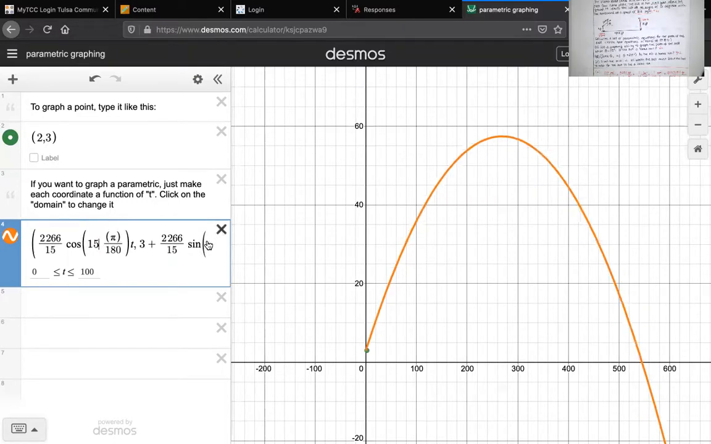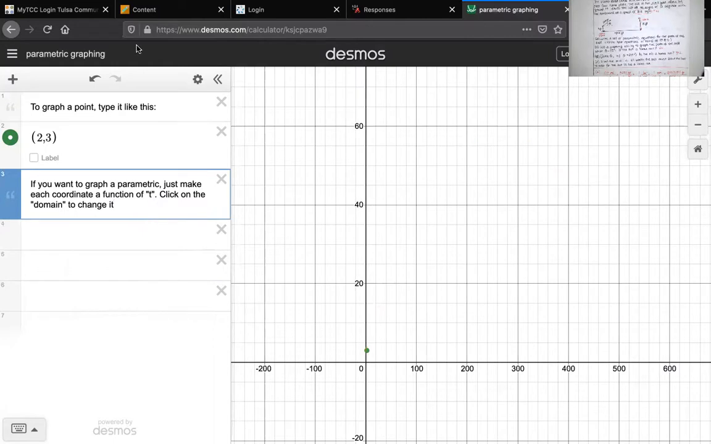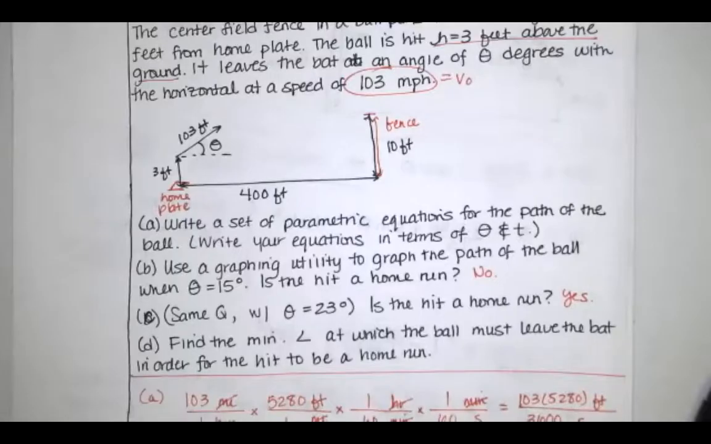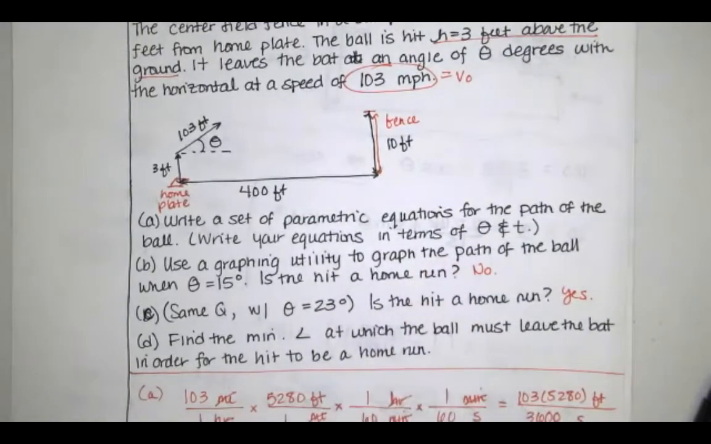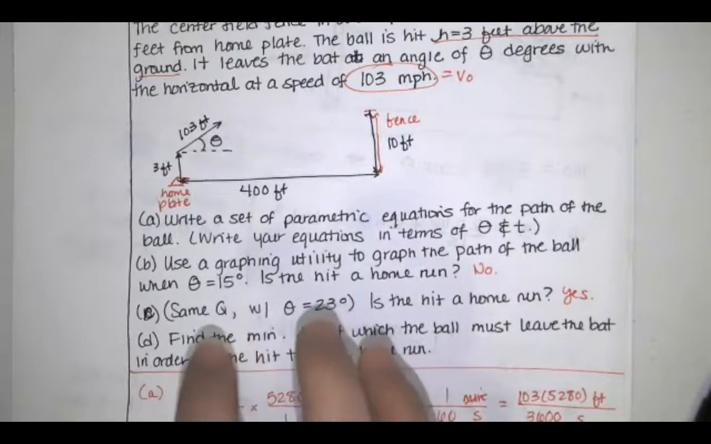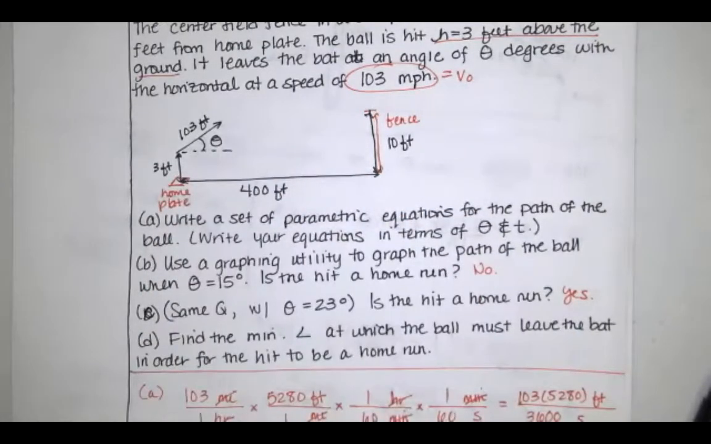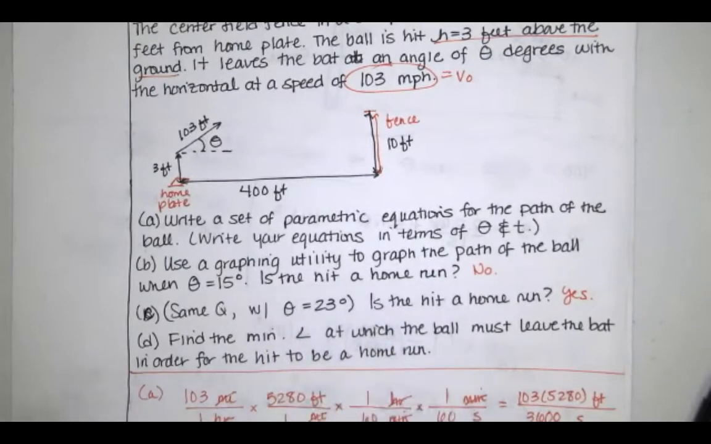But notice that at 15, oops, I messed it up, it didn't clear the fence. It didn't clear the fence at 15, but it cleared the fence at 23. So somewhere between theta equals 15 and theta equals 23 degrees, our ball is able to clear the fence. The question is, what is the minimum angle at which the ball must leave the bat in order for the hit to be a home run?